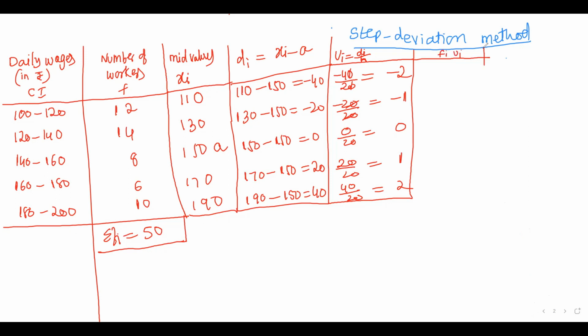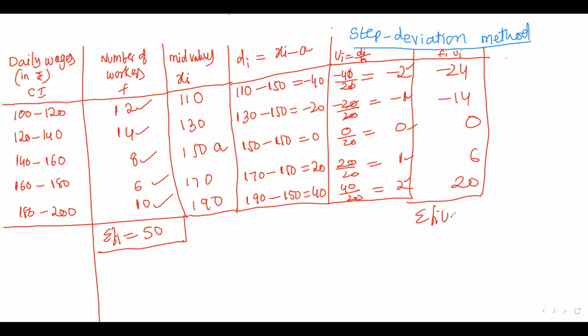fi ui. 12 2s are minus 24. 14 minus 1s are minus 14. 8 zeros are 0. 6 1s are 6. 10 2s are 20. Sigma fi ui: negative numbers total is minus 38, positive numbers total is plus 26. 38 minus 26 is 12, so minus 12 is the sigma fi ui. Now let's find out step deviation.